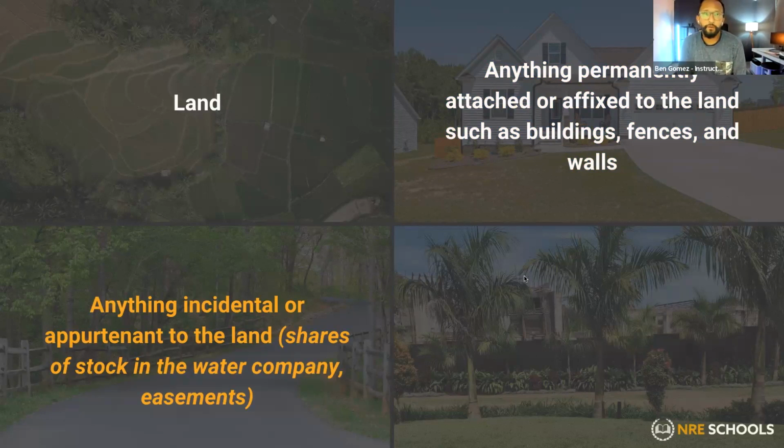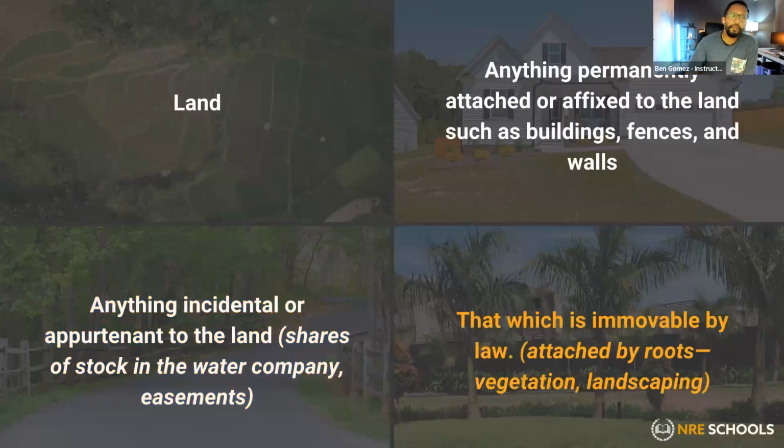So if you have a little tiny river running behind your home, or water rights, or a little lake in the back that you can use for personal use, or if you have your own beach, that's all going to be considered real property. And then anything which is immovable by law: roots, vegetation, landscaping.